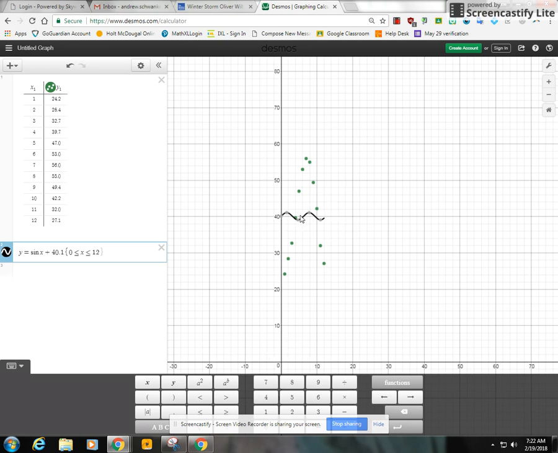Now the next thing I see is we need to stretch it out so that it has a higher amplitude. We do that by doing the same thing as we did for the midline, taking the high minus the low. We already did that before, but let's just do it again. It's 56 minus 24.2, and that's 31.8. So from the top to the bottom, it's 31.8.